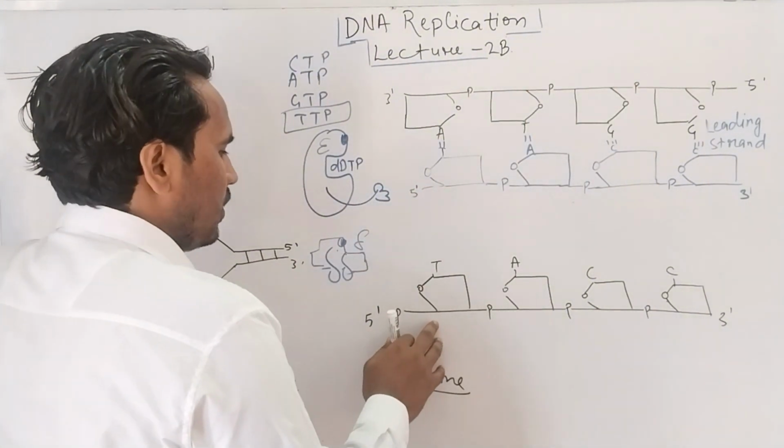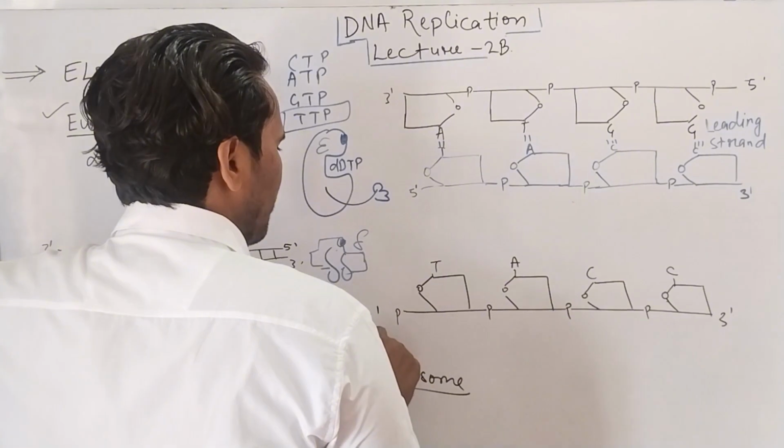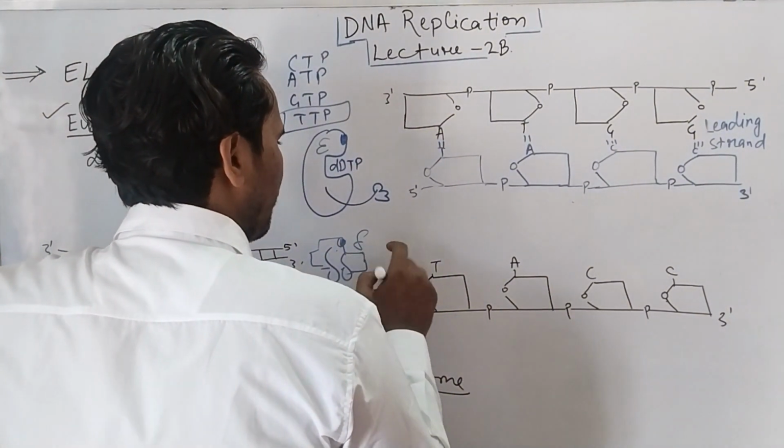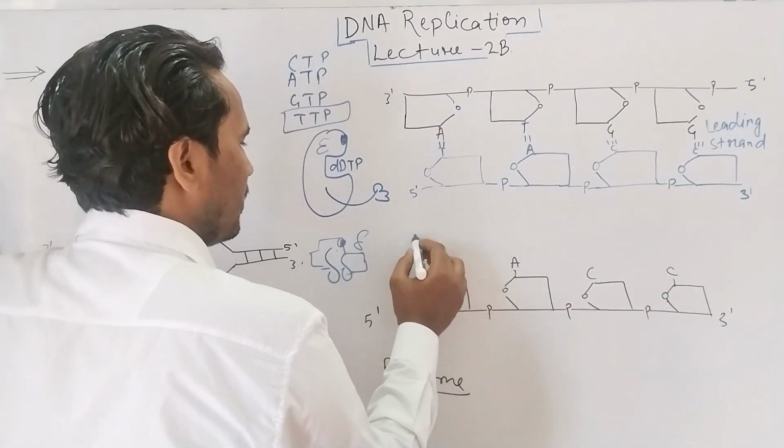So this is the first polynucleotide. This is the first nucleotide here. Now this is the 5 prime, so here it will become 3 prime. Are you getting my point? If you start from here, the 3 prime will be there. Let me draw.